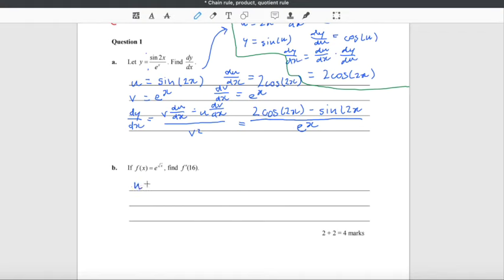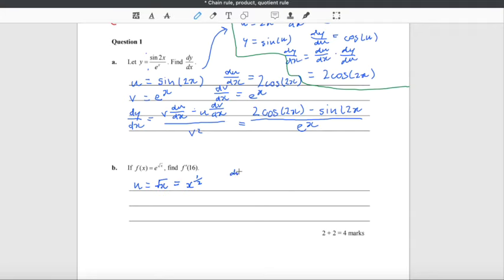Usually we're going to start off with writing u. We're going to say u is the square root of x, which is the same thing, hopefully we can remember, as x to the power of a fractional power, and that fractional power is a half.